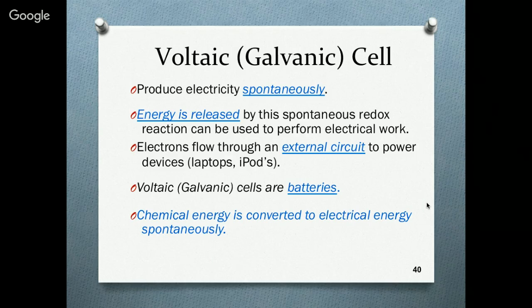Okay, voltaic cells are basically batteries. So chemical energy is being converted into electrical energy spontaneously.